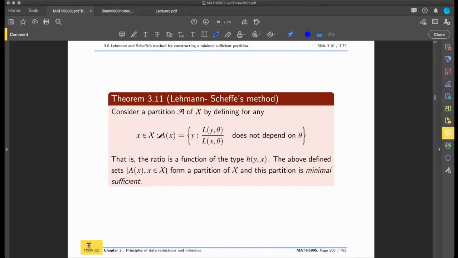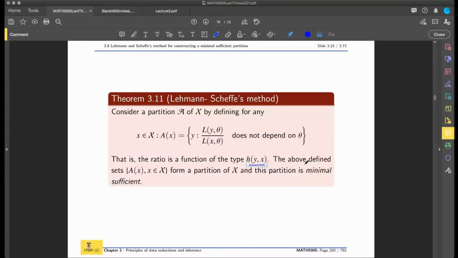For x in my sample space, I'm going to define the set A_x to be the points y such that L_y(theta) divided by L_x(theta) does not depend on theta. Okay, so I've got two samples, y and x. I'm going to fix x. Then I'm going to look at the ratio of the y sample likelihood divided by the x sample likelihood. And I want to find a statistic such that I can set T(x) equal to T(y), and then this whole ratio won't depend on theta. Or this ratio is a function of only y and x and not theta.